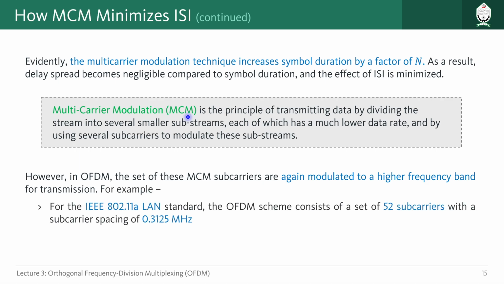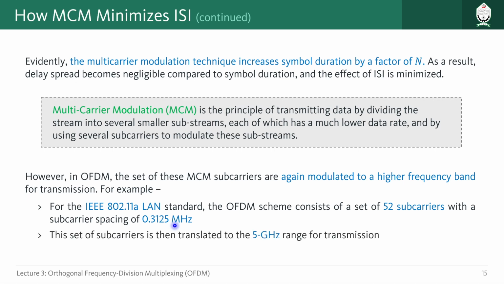For example, take the IEEE 802.11a LAN standard. There the OFDM scheme has 52 subcarriers, and these subcarriers are spaced apart from each other with a spacing of 0.3125 megahertz. But after this multi-carrier modulation, we have to again translate the signal to an even higher frequency, that is the 5 gigahertz range, for transmission, right? So that is the whole idea about multi-carrier modulation.